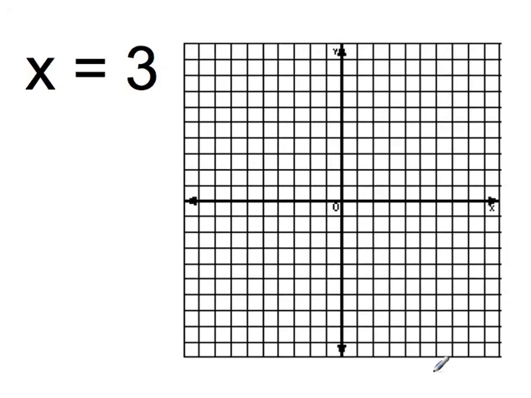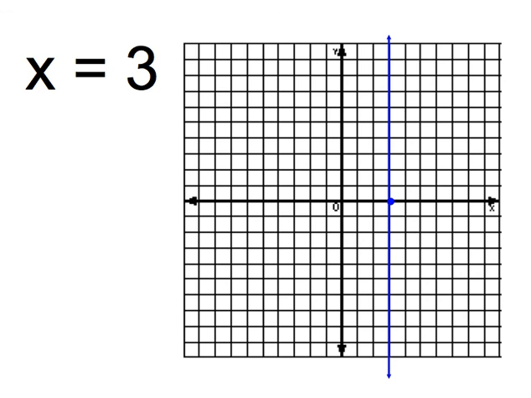What about x equals? If I have x equals 3, first I'm going to start on the x-axis. I'm going to plot a point at 3. Once I've done that, now I know that this is going to be a vertical line, so I'm going to draw a vertical line through that point.